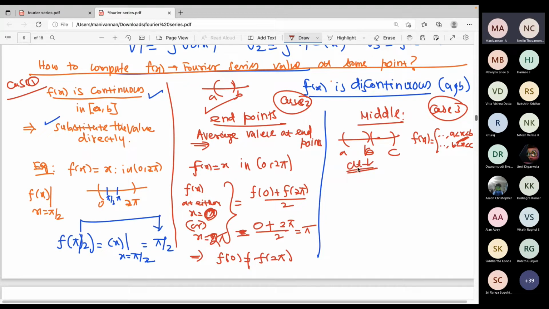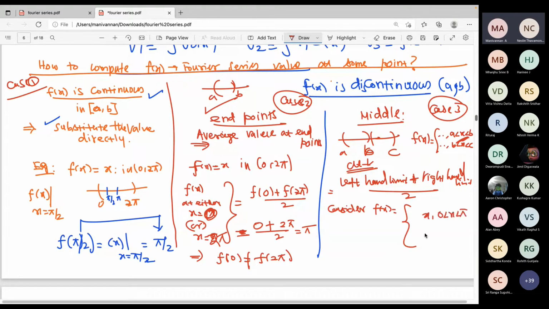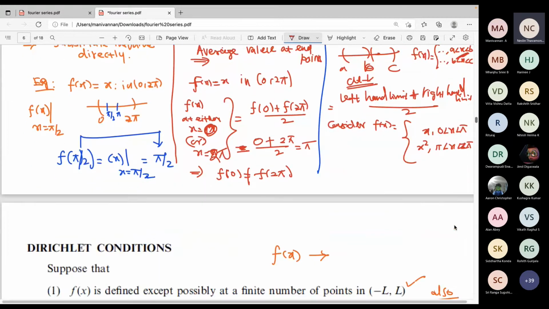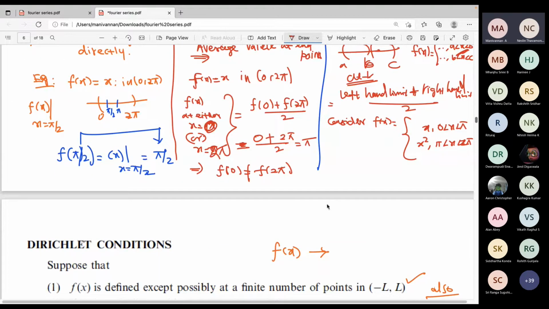So the formula is left hand limit plus right hand limit, divided by 2. That is the formula. Consider f of x equals x when 0 less than x less than pi, and x square when pi less than x less than 2 pi. Shall I take this?